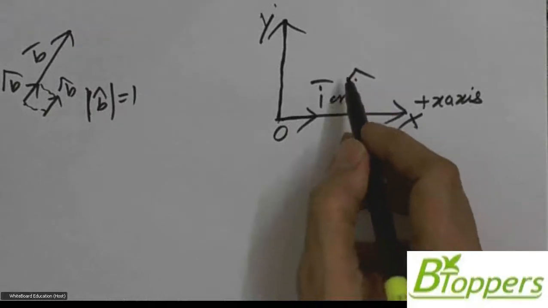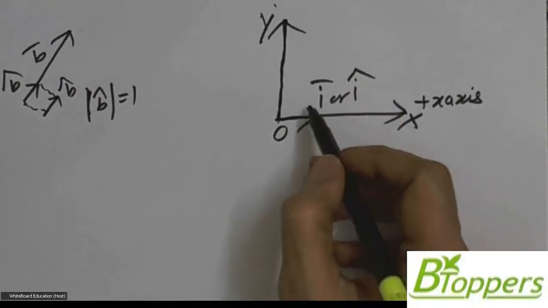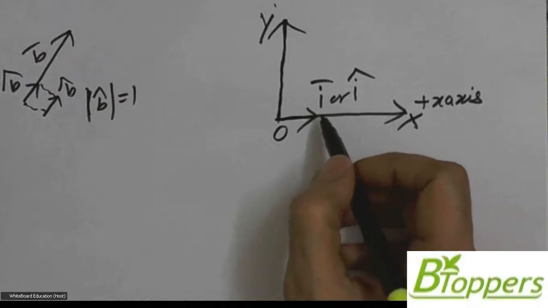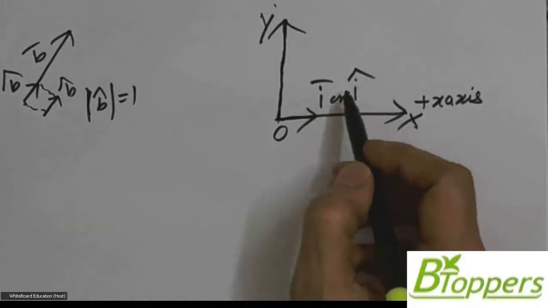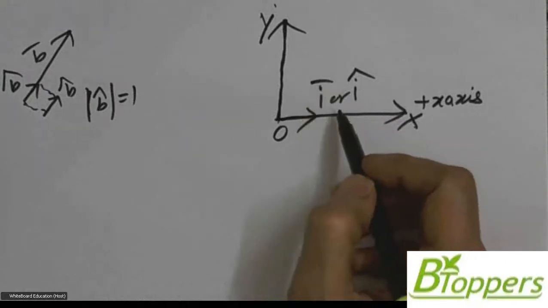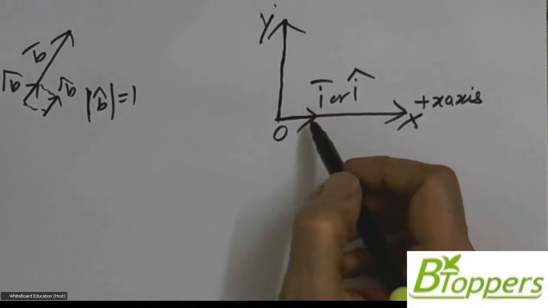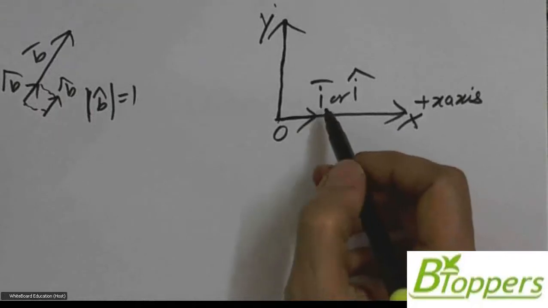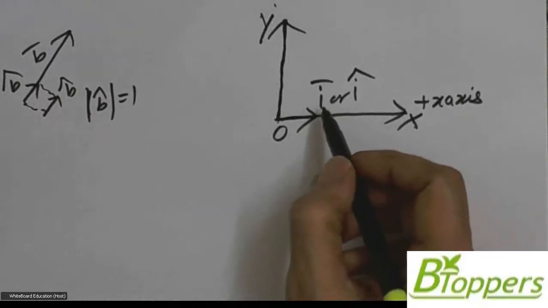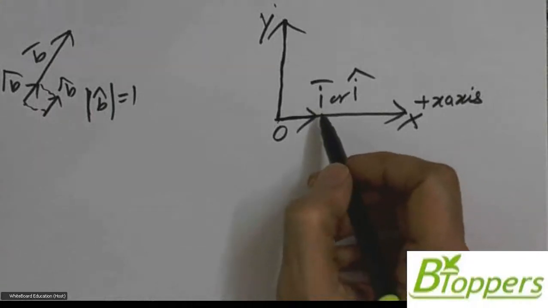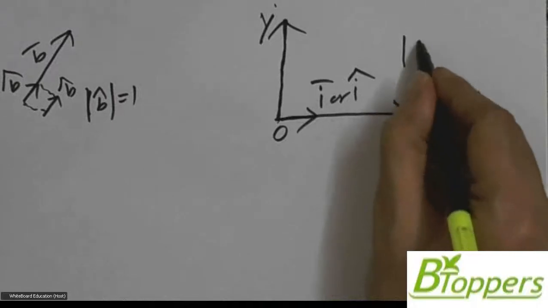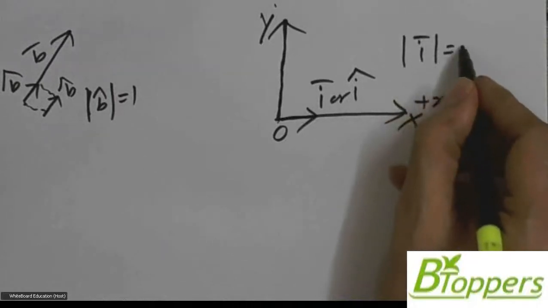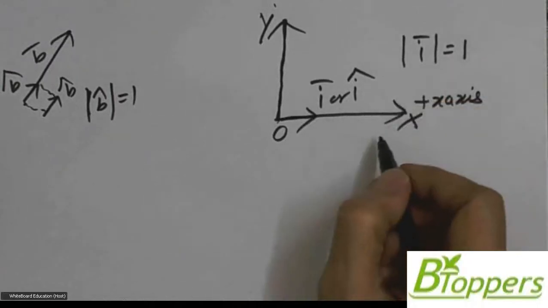Usually we put the cap symbol for a unit vector, but in the case of unit vectors along the coordinate axes, it's not compulsory to put the cap symbol. You may as well put a bar. So what is I bar? If you're asked, you can say that I bar is a vector which acts along the positive x-axis, but the modulus of vector I bar or vector I cap is 1.